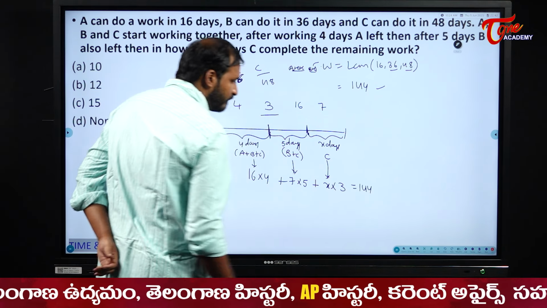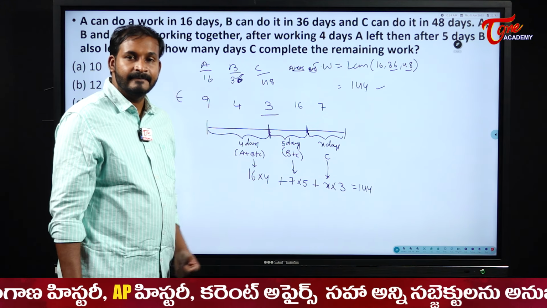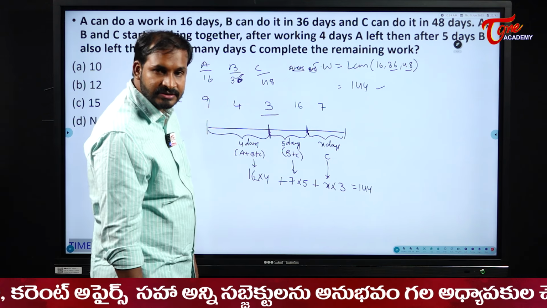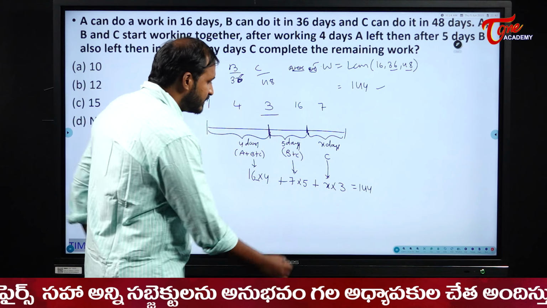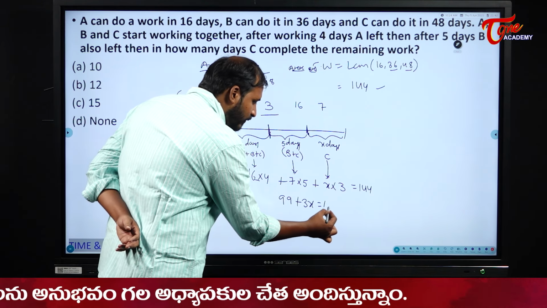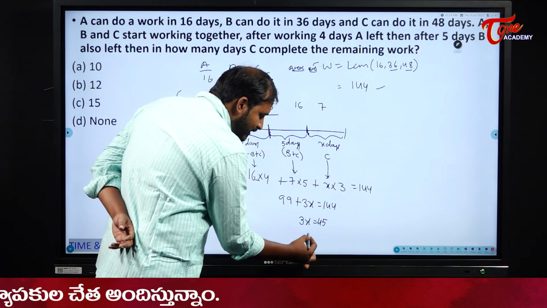This will be equal to my 144. 16 4s are 64. 7 5s are 35. So 64 plus 35, what it becomes? 99. 99 plus 3x is equal to what? 144. So 3x value will become what here? 45. So x value becomes what here? 15.